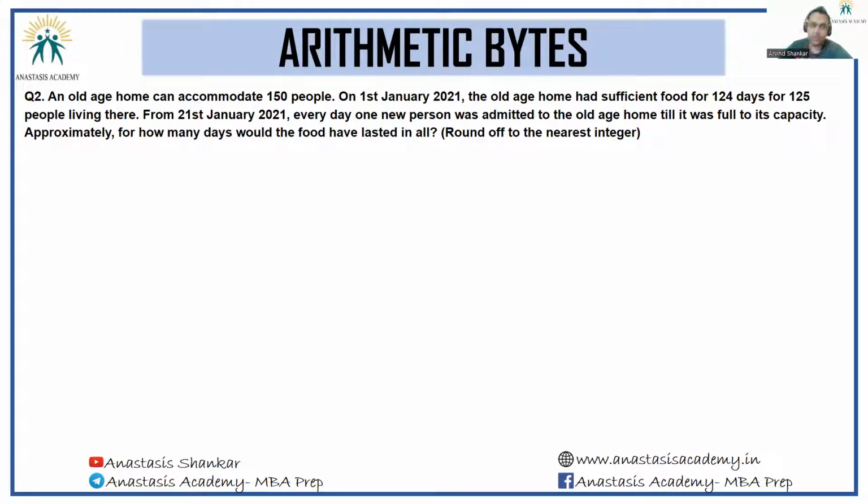Okay. Let's see. Old age home can accommodate 150 people. Initially, it had food for 124 days for 125 people living there. Initially, we have this much food. From 21st January 2021, 20 days have passed. Initial 20 days have passed, and now the food left would be 104 days for 125 people. This much food is left.